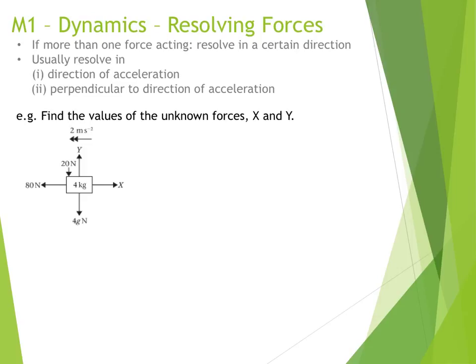So I'm just going to start off by looking at which direction my acceleration is happening in, which is to the left according to my diagram, and that's horizontal. So I'm just going to highlight all of the horizontal forces which are in play here. So this one just here, and the 80 newtons on that side. Then I'm going to highlight everything which is perpendicular to that, so in this case it's going to be vertical.